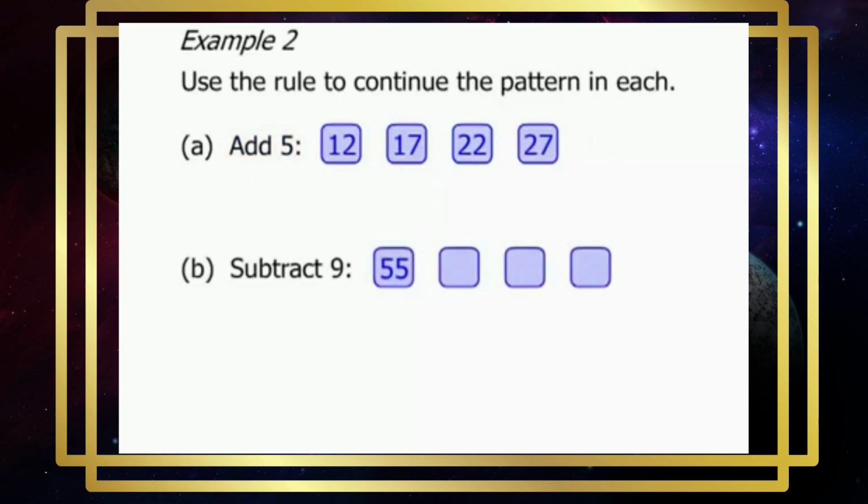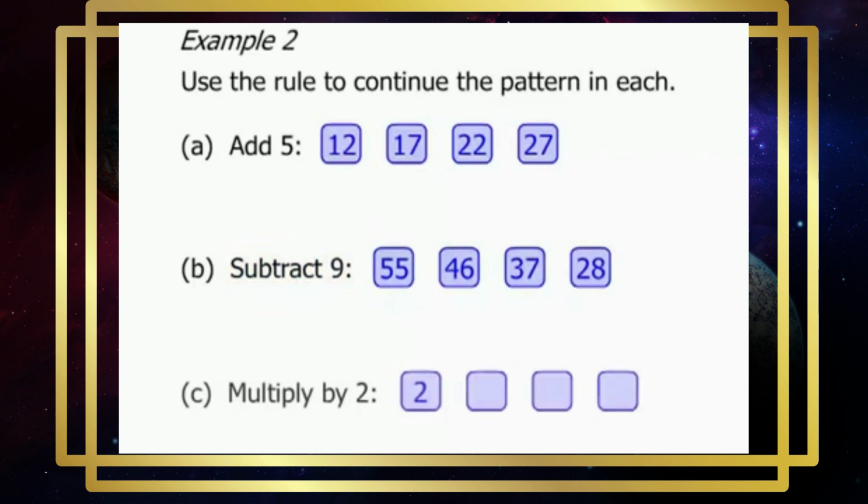The next one, we need to subtract 9. So starting with 55, let's take away 9. We get 46. From 46, when we subtract 9, 37. From 37 now, we need to subtract 9. We get down to 28.